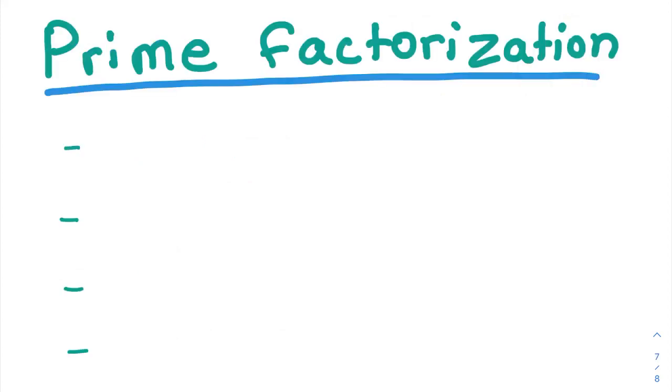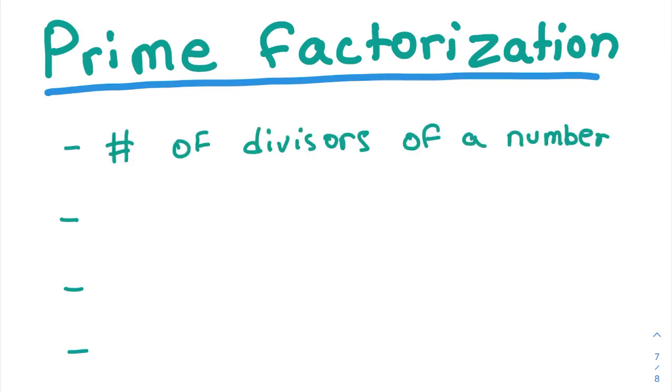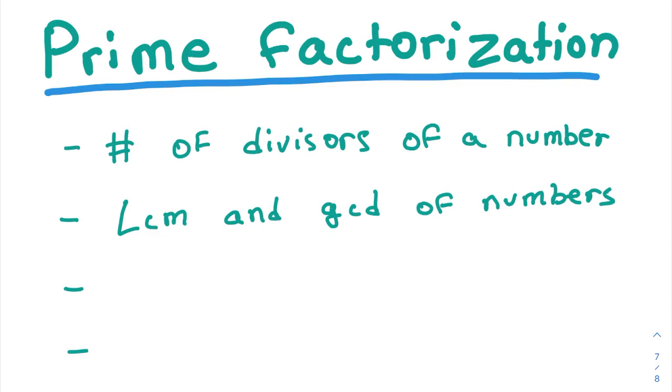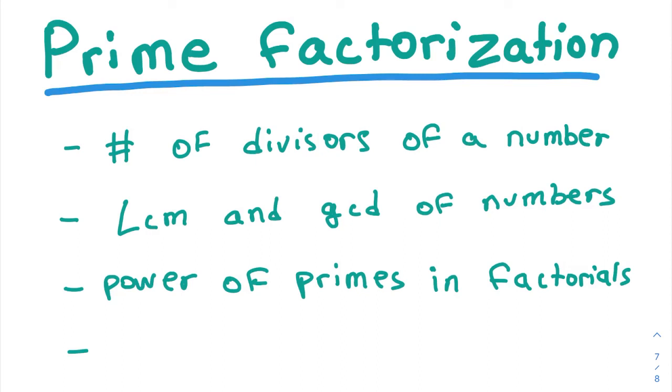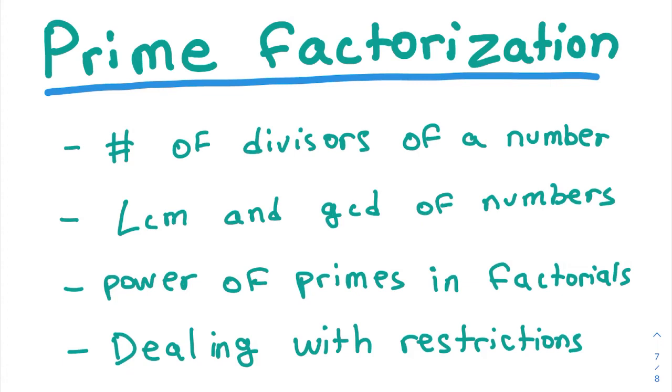So today we learned about prime factorization, which is very common and has many different uses in many problems. So we learned how to find the number of divisors of a number using prime factorization. We also found how to find the LCM and GCD of many numbers very quickly. We found how many powers of a specific prime are in factorials, and then we also learned how to combine all of these together and deal with restrictions.